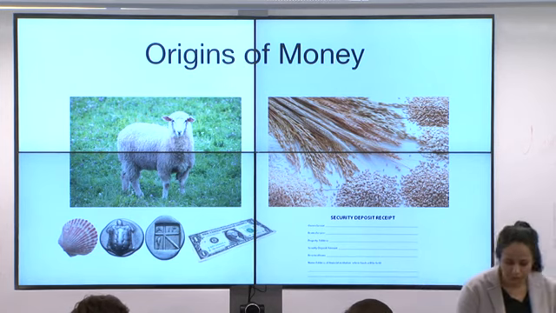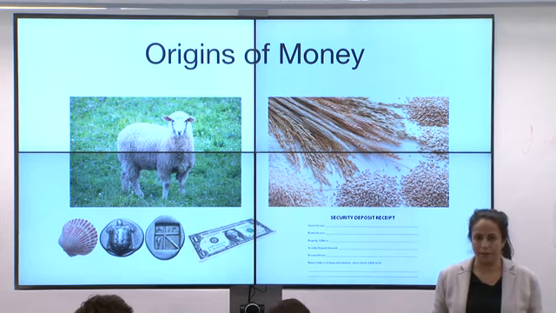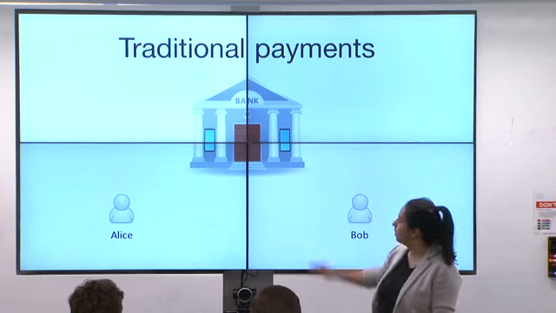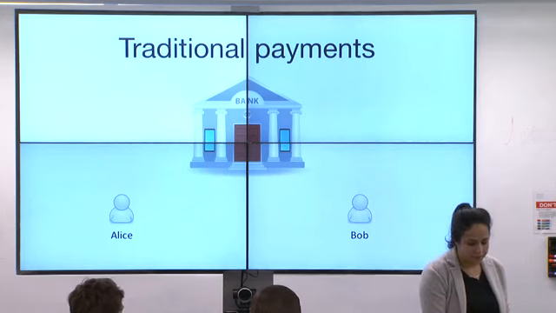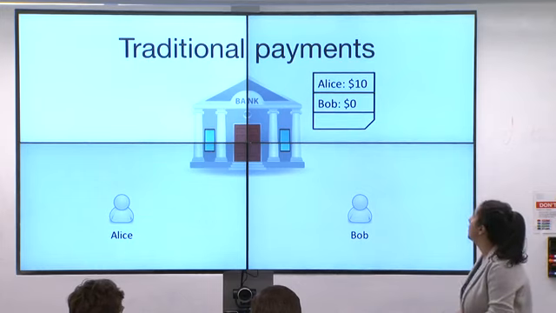Great. Okay. So now that we've talked a little bit about money, I want to go into how payments work, because ultimately we're going to get to cryptocurrencies, and cryptocurrencies are electronic cash. So here's the way that digital payments kind of work right now. You have an institution called a bank. You have Alice and you have Bob, and Alice and Bob have accounts at this bank, right?